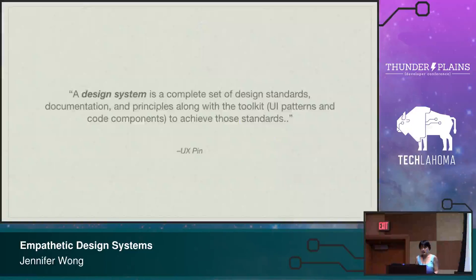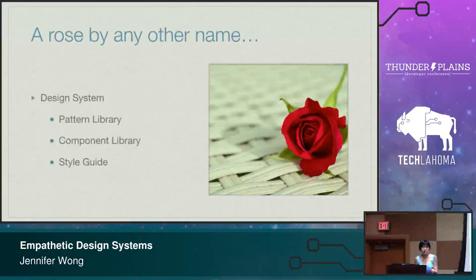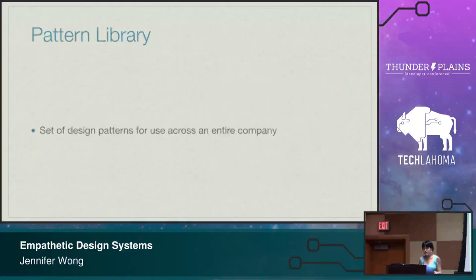So UXPIN describes a design system as a complete set of design standards, documentation, and principles along with the toolkit, UI patterns, and code components to achieve those standards. I like to say that a rose by any other name is probably just a design system. So you've probably heard the terms before: pattern library, component library, or style guide. Going over those a little bit, they're actually all part of a design system.